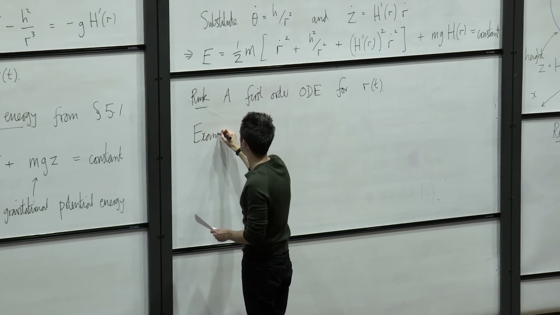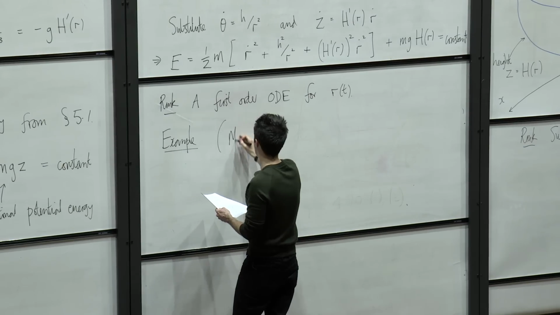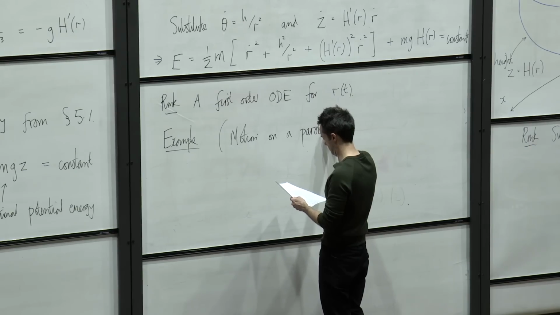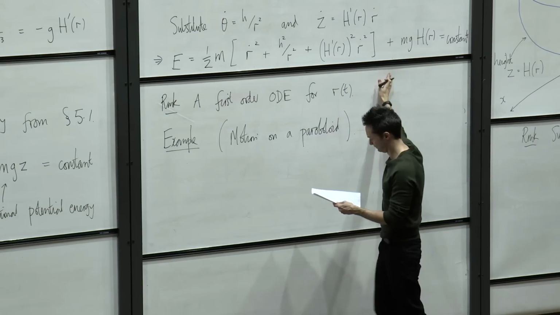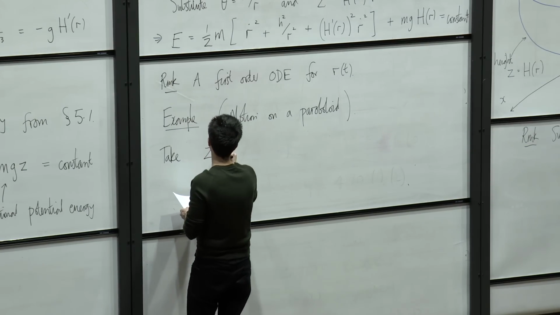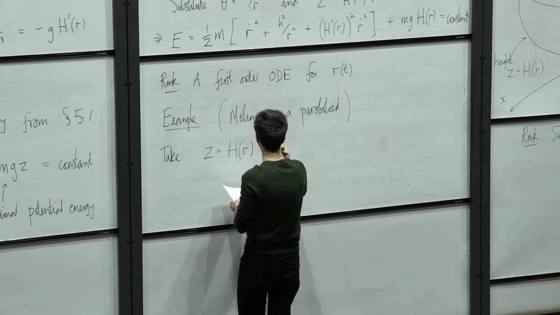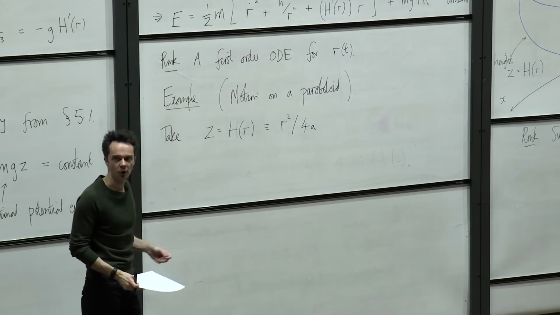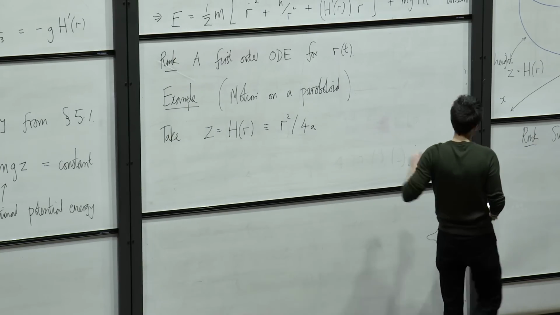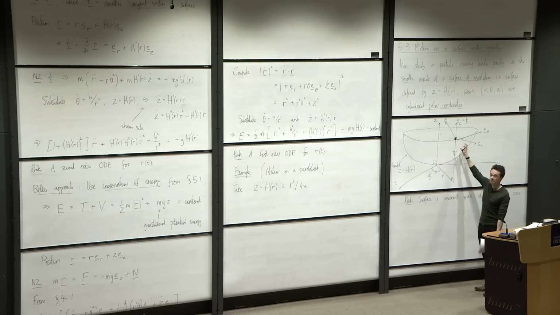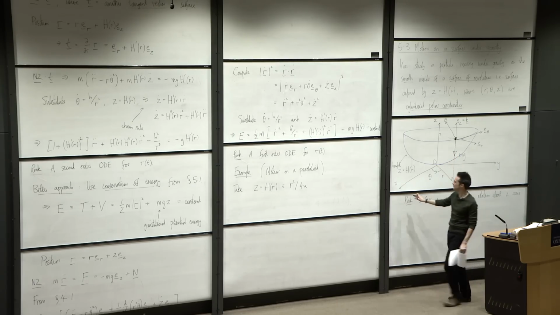So let's actually look at a particular example of this. It's motion on a paraboloid. I'm going to choose a particular surface now. Remember that z is capital H of r, and I'm going to take that to be r squared over 4a, with a some positive constant. So z is r squared over 4a, that's a parabola, and the surface of revolution that you get looks pretty much exactly like the one that I've drawn. That's why I drew that particular surface.